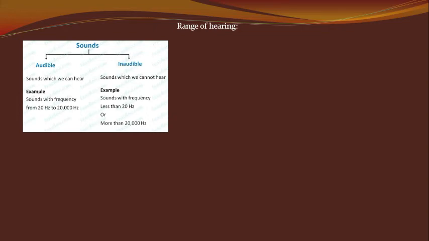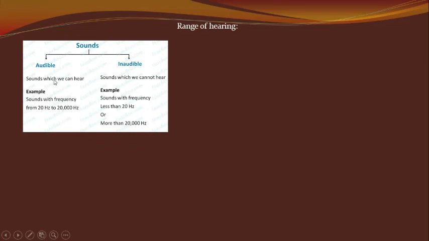Audible sound kan tia. Audible sound is a sound which we can hear. Example a chuan frequency from 20 hertz to 20,000 hertz, 20 hertz to 20,000 hertz kha kan hriat thei.